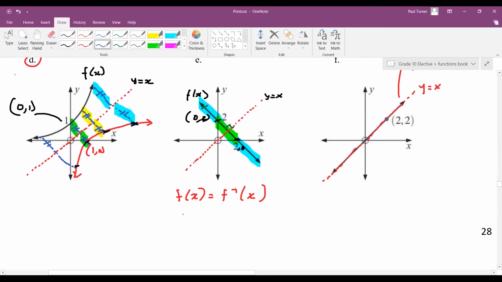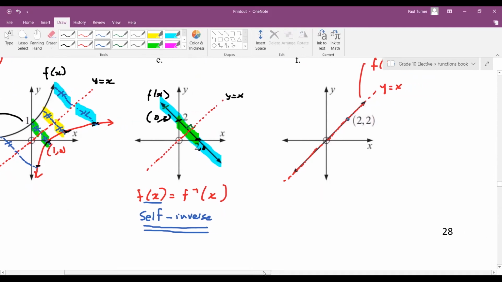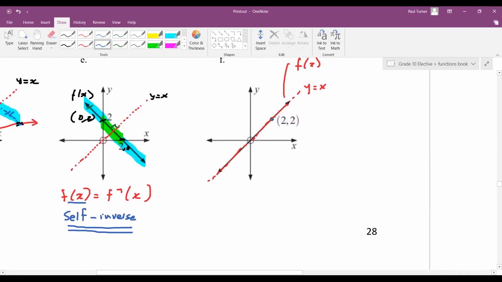So we call that a self-inverse. So when you find the inverse of the function, you get the same equation. It's the same graph. Okay, we call that a self-inverse. I'm not sure if I wrote that into the book or not. Okay, so that one's a little bit tricky, but you'll get used to it.